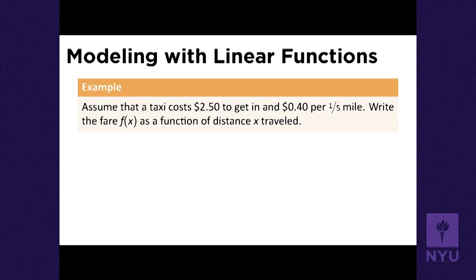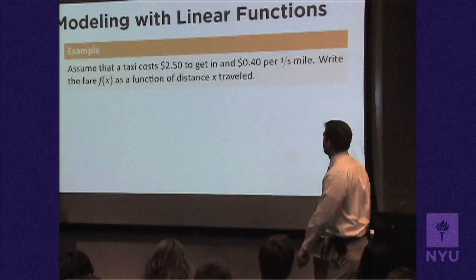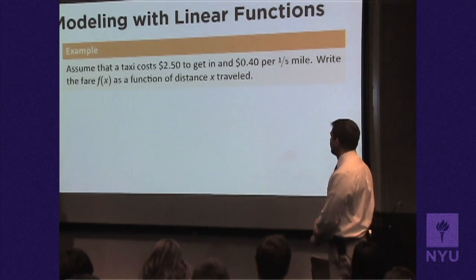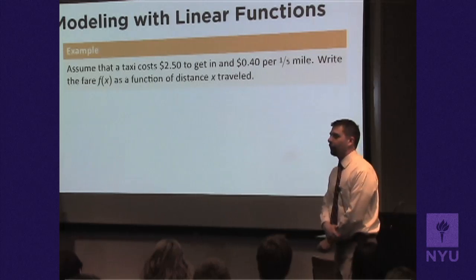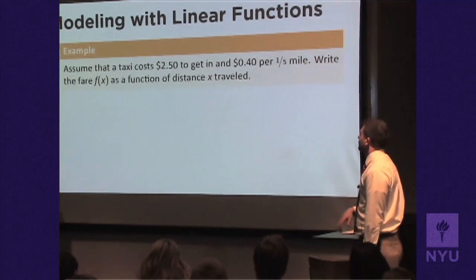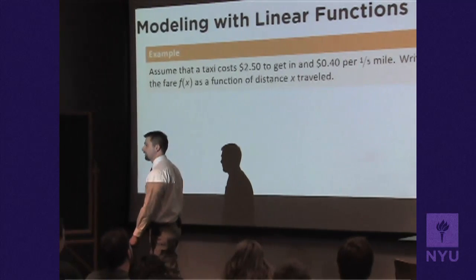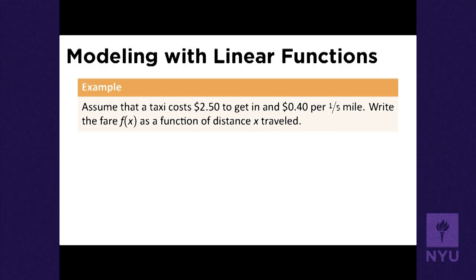I think it's changed since I made up this slide, but when I last looked at the cab, it was $2.50 to get into the cab, and then 40 cents per fifth of a mile. So there's two amounts there. There's $2.50 to get in and 40 cents per fifth of a mile. Let's write the fare, f of x, as a function of the distance traveled in the cab.